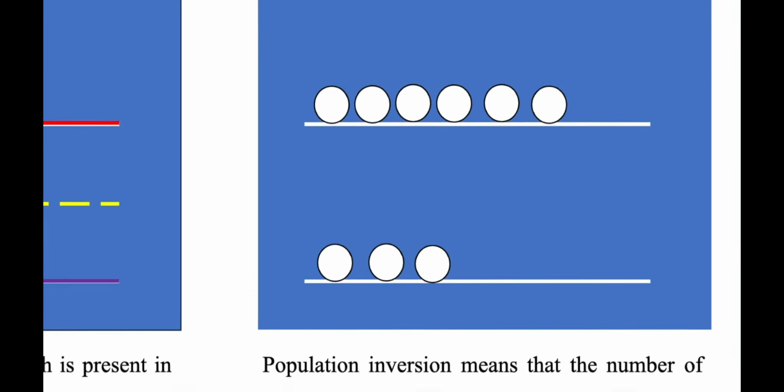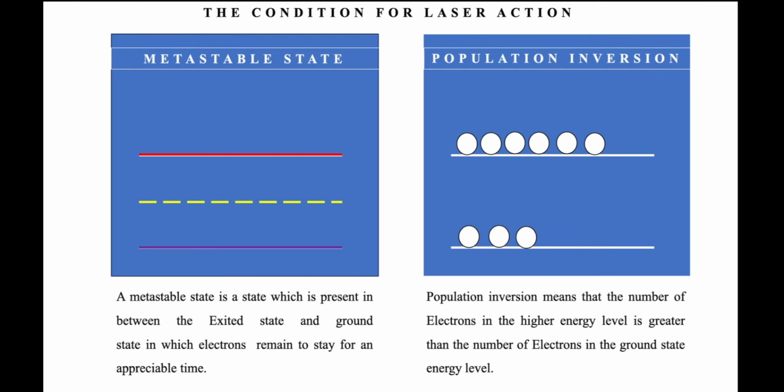This situation or this condition, we call it population inversion. These are the two important conditions we must maintain to get a laser light.